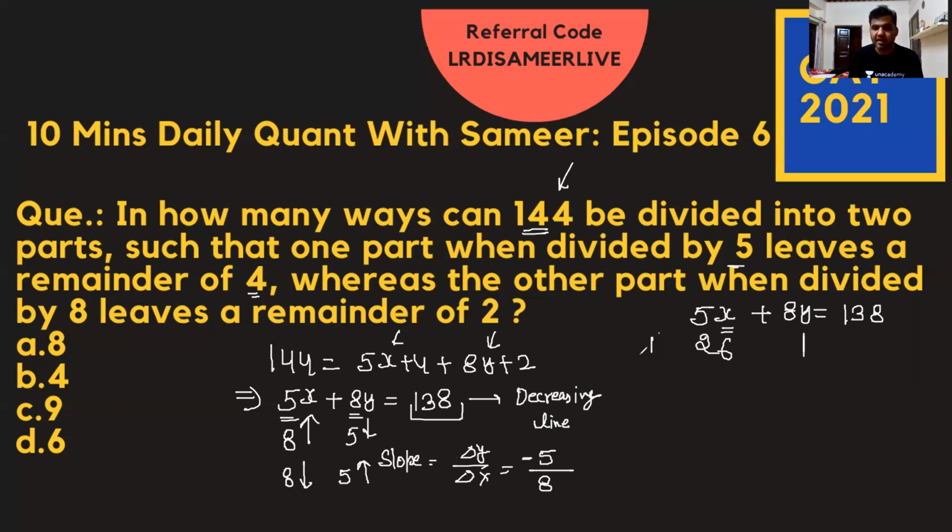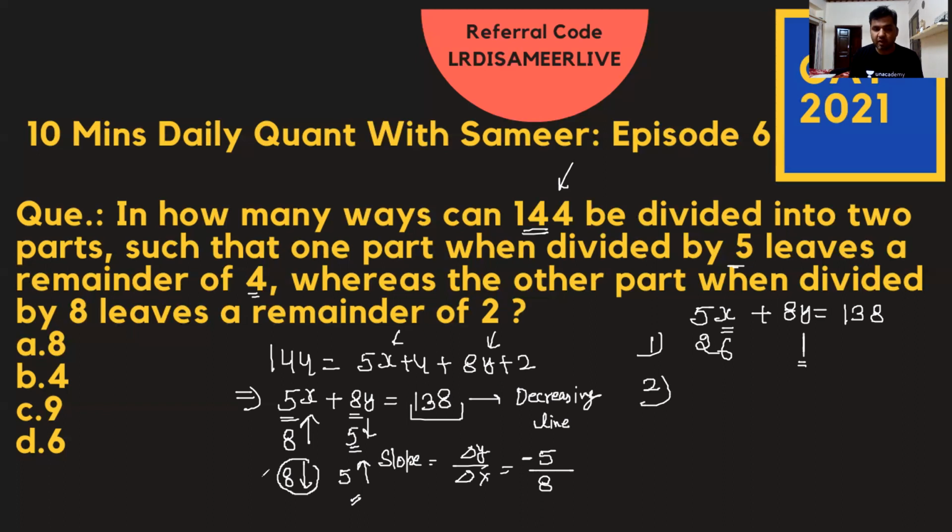To find out the next solution, you can increase y by 5 and decrease x by 8. Because if I decrease y after this, it will come out as negative values. I don't need to decrease it. I need to increase it because I'm looking for the non-negative integral solution.